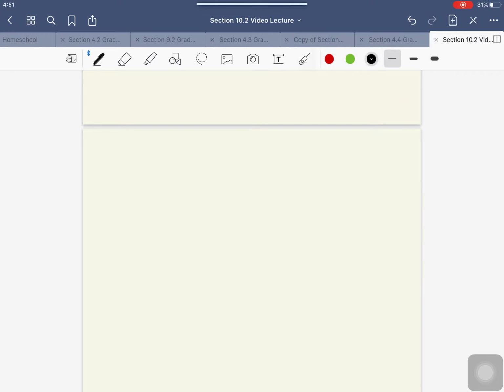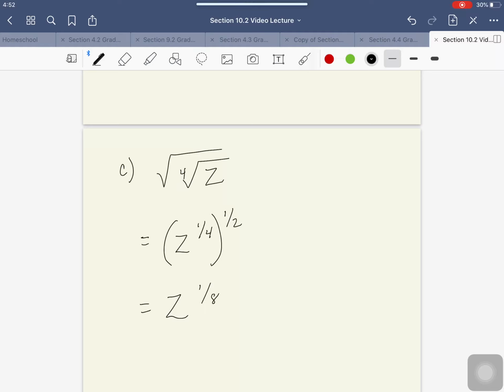And one more. The square root of the 4th root of z. So this is the same as a power raised to a power. So let's start from the inside, meaning here, and work our way out. So the 4th root of z would be z to the 1/4. And if you take the square root of that, that would be raised to the 1/2. So a power raised to a power you multiply, that would be z to the 1/8. And that is all.